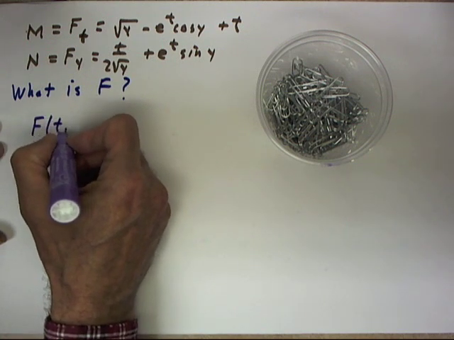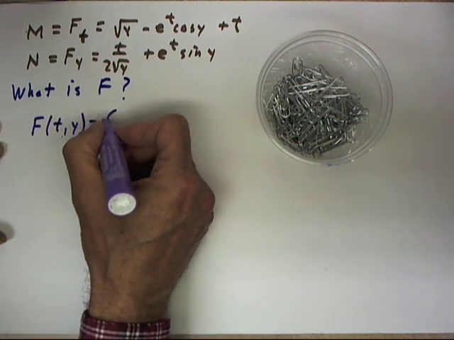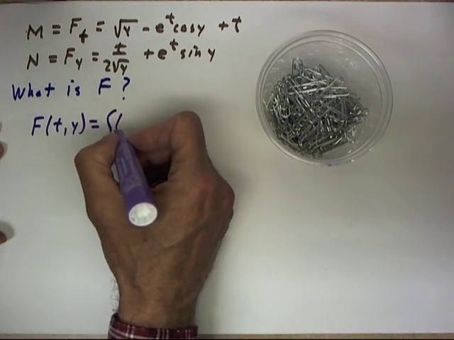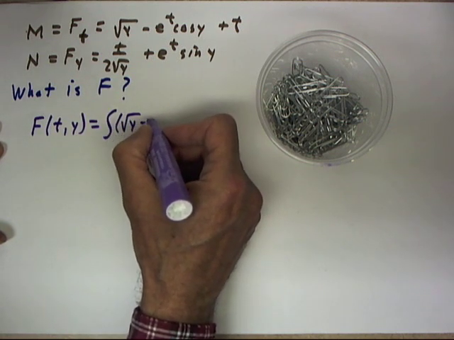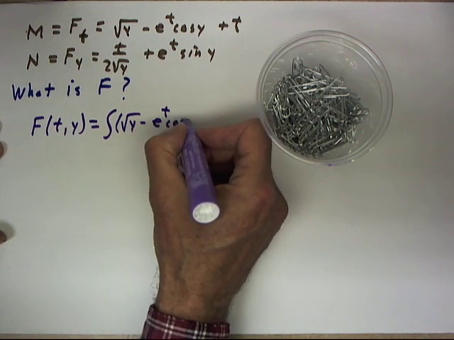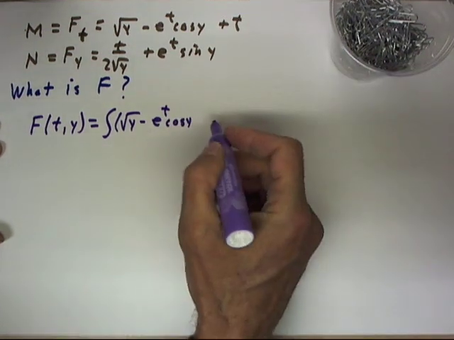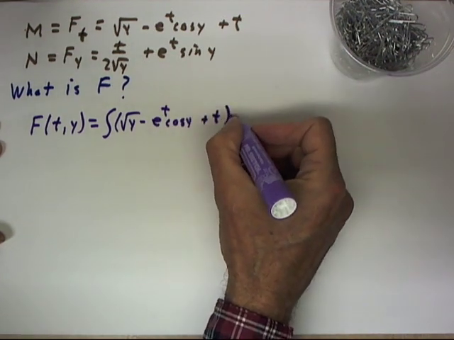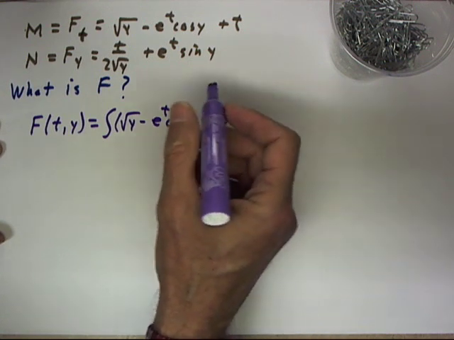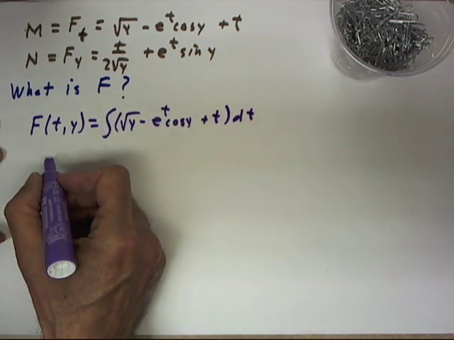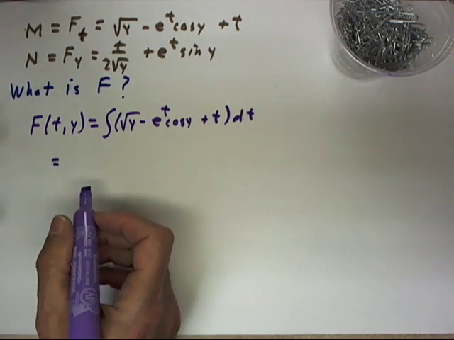Well, if the derivative of f with respect to t is this, then one thing f is equal to, and f is a function of t and y, is an integral of square root of y minus e to the t cosine y plus t with respect to t. Now, we can integrate that.